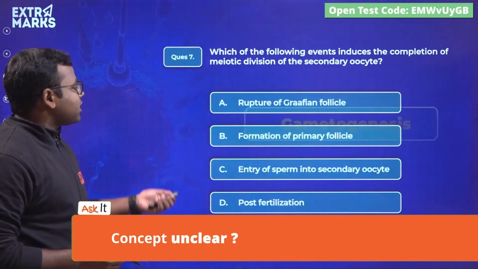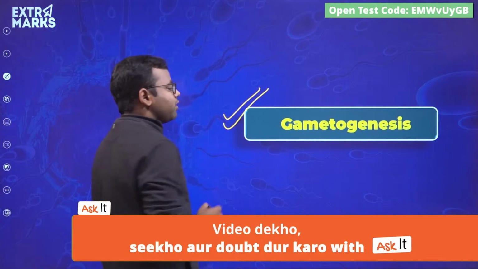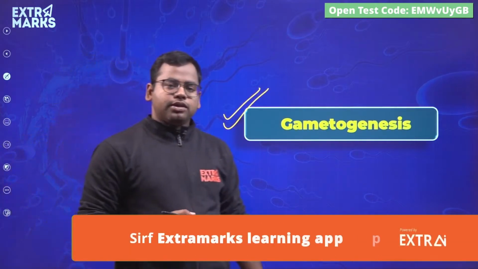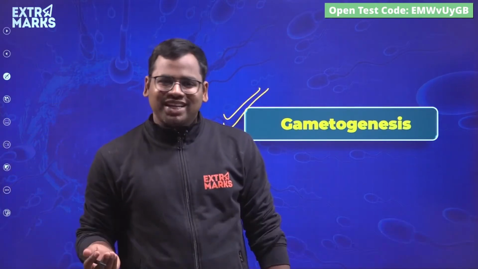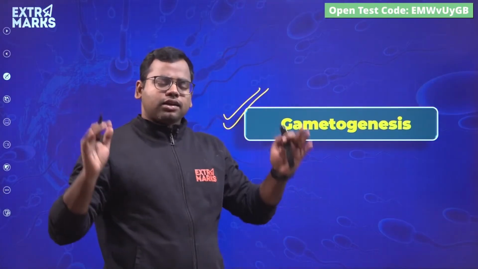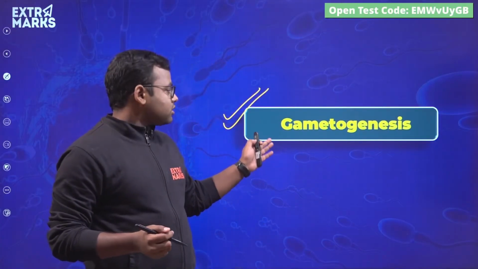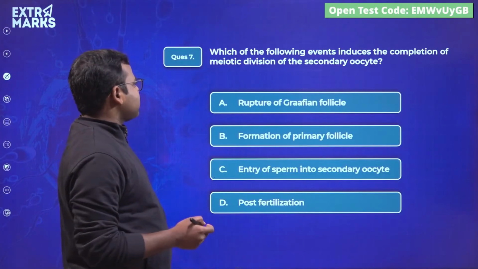Moving ahead now with the next topic. Next topic is gametogenesis, the formation of gametes in males and females. In males it is called as spermatogenesis. In case of female it is called as oogenesis. So we have studied the complete processes in the classes. So here we are going to discuss the important questions. Now please see this question.